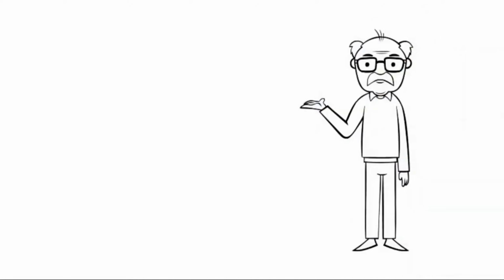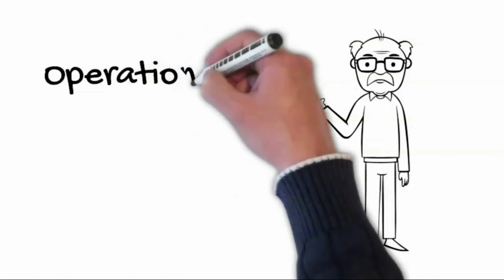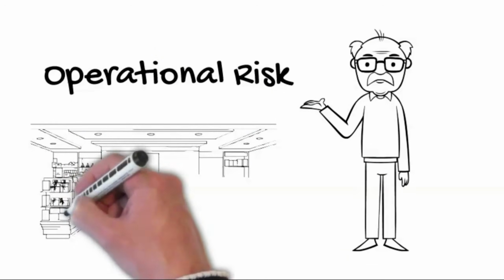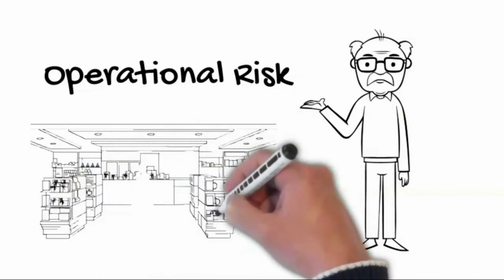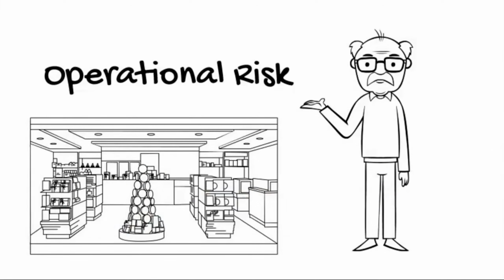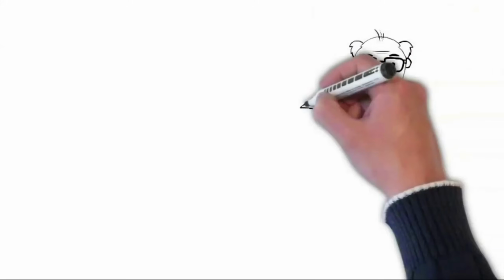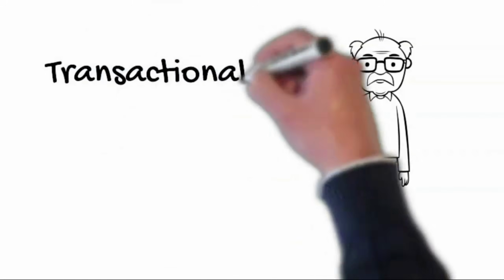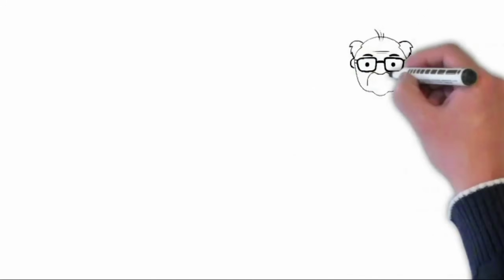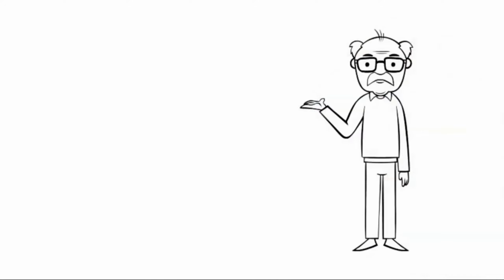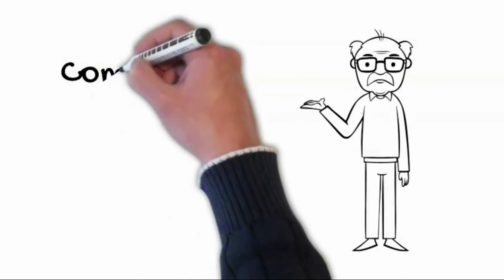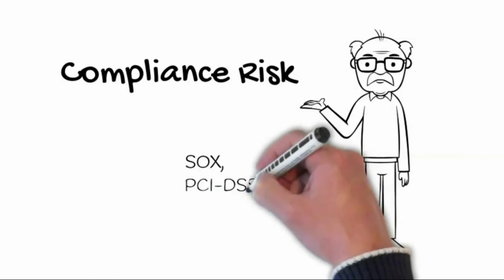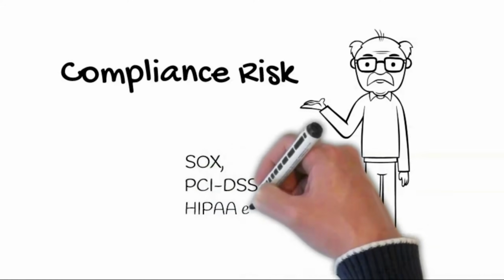Operational risk. Operational risk is related to loss resulting from inadequate or failed internal processes, people, and systems, or from external events. Transactional risk. Transactional risk is related to problems with service or product delivery. Compliance risk. Compliance risk is related to violations of laws, rules, or regulations, or from non-compliance with internal policies or procedures or business standards.